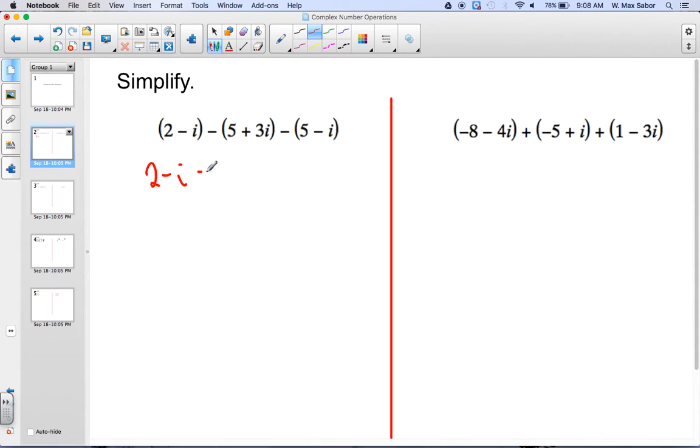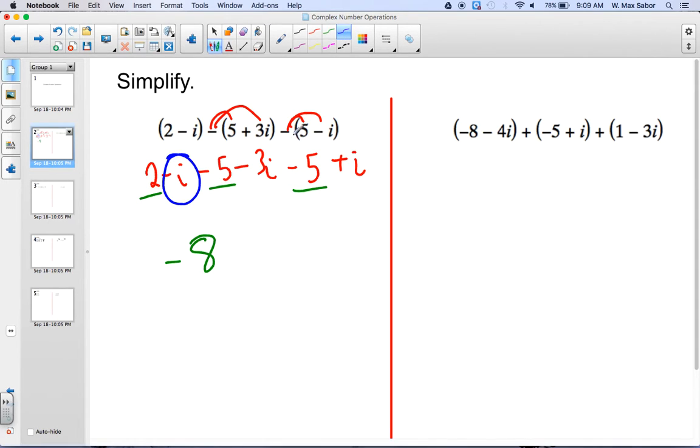2 minus i minus 5 minus 3i minus 5 plus i, so that was me distributing this negative and distributing that negative. Now we see the real parts are 2, negative 5, and negative 5. So these two add to negative 3, and plus that adds to negative 8. And then I take the imaginary parts. So that was negative i, negative 3i makes negative 4i, plus i makes negative 3i.